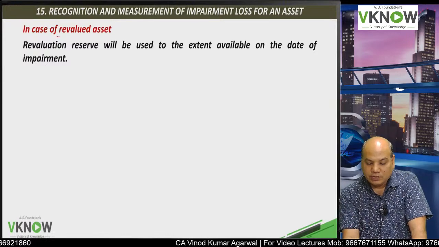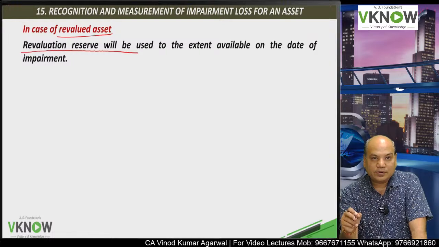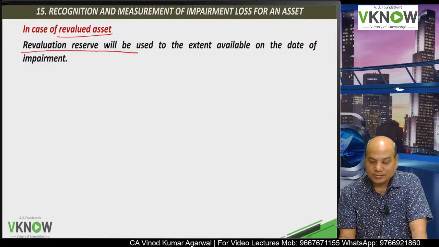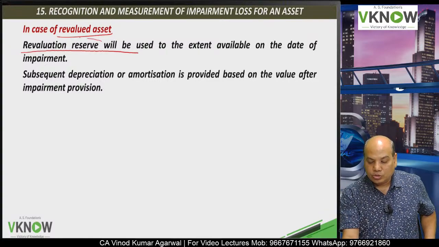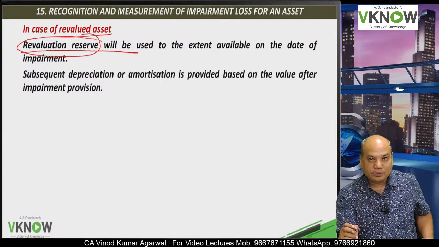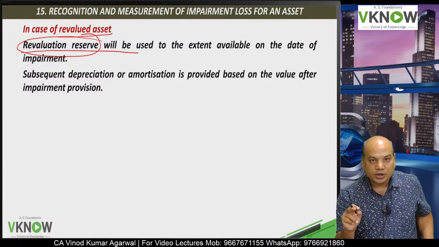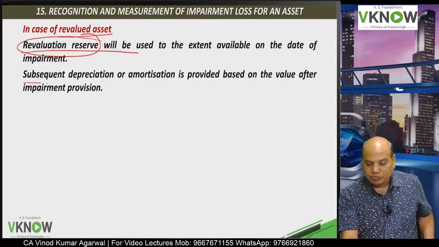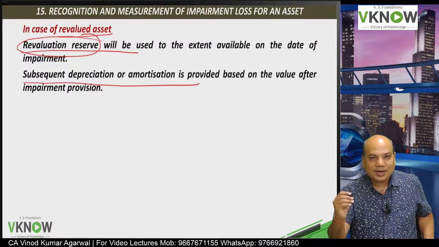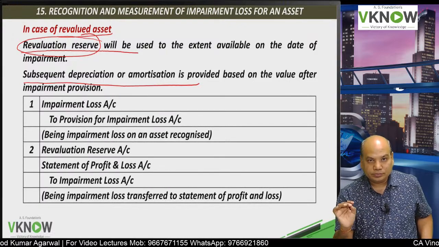And suppose it is a revalued asset, we have a revaluation reserve created on that asset, and now that asset is to be impaired. First I am going to debit revaluation reserve, and if that is not sufficient, we are going to debit profit and loss account. After providing impairment loss, carrying amount will reduce, hence depreciation or amortization charge will reduce.